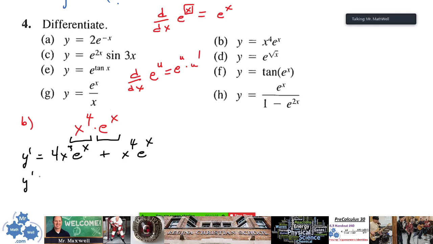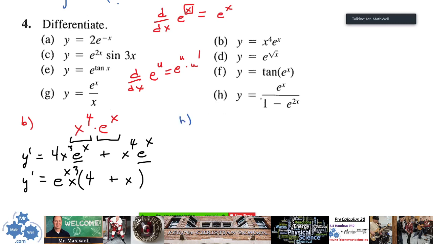To simplify, probably a good idea to remove common factors, which we have an e to the x as a common factor. And it looks like we have x cubed as well, so we'll take an x cubed out of there as well. And we have 4 plus x. So that's a little bit crowded, but that's e to the power of x times x cubed times 4 plus x.